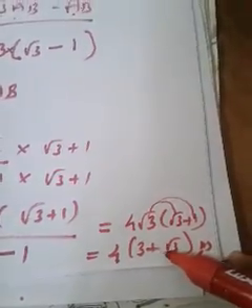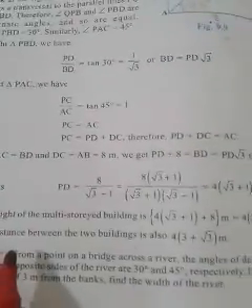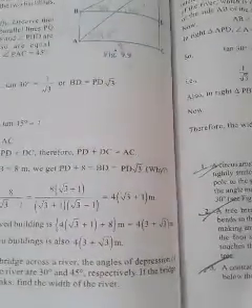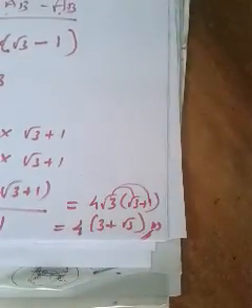4 into 3 plus root 3. See, 4 into 3 plus root 3. So the height of the multi-storied building is 4 into 3 plus root 3 meter.